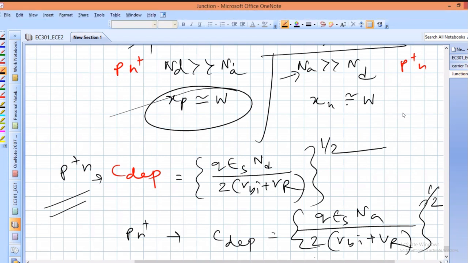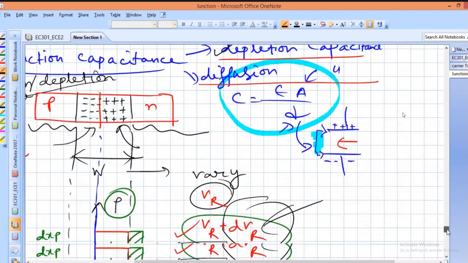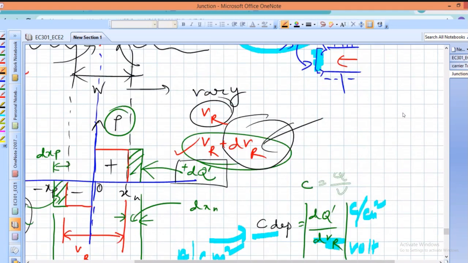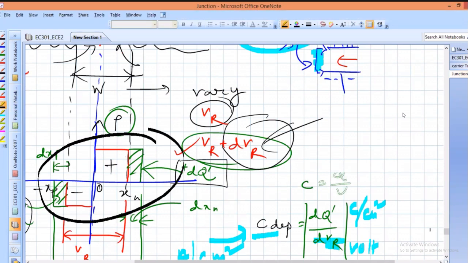This is abrupt. You can see this because in the charge density, whatever I drew here, the change is observed abruptly. Right. That's why this is an abrupt junction. If it becomes a linearly graded junction, then that type of charge density variation I will discuss.